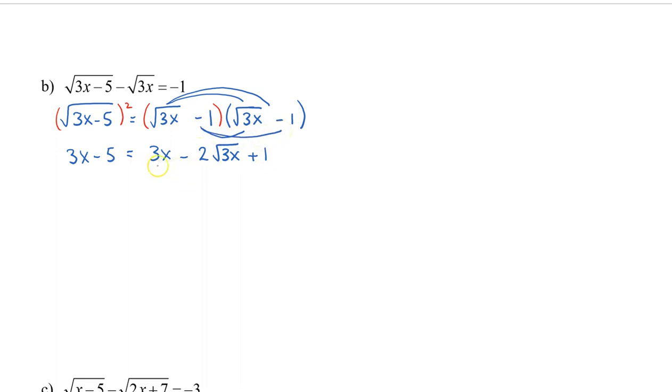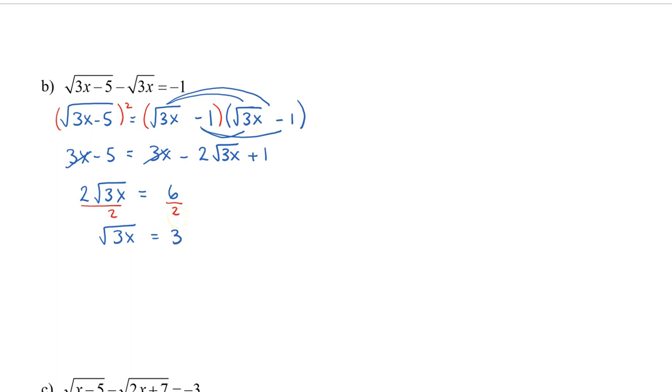All right, so now let's join any of our like terms. This is great. We have a 3x on each side, so I'm going to cancel that off. Let's move our constants together, and let's make this radical positive. So I'm going to move that to the left, so that will be positive 2 root 3x. I'm going to move the negative 5 by adding 5 to the other side, and I get 6. Here I have a radical again, so I have to square again. Before I do that, I want to move that 2 so that I don't have to square it. So I'm going to divide both sides by 2. So now I have root 3x equals 3.